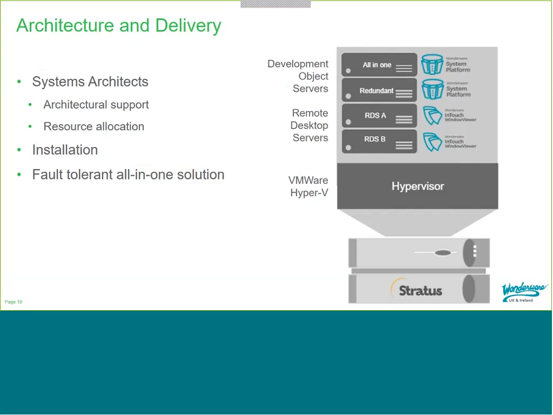Then if we get on to a bit about the architecture and delivery, we've got a very simple architecture on the right-hand side there with the Stratus in. But what we do have in terms of how we do joint delivery for these things is a systems architect team. These guys are experts in pre-sales activity, pre-sales delivery, and they'll provide you with support on how you might architect a solution to the requirements and needs of your project or whatever it might be.